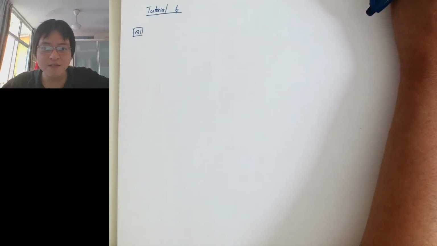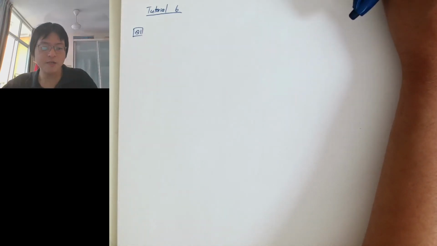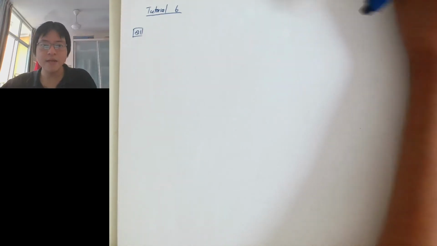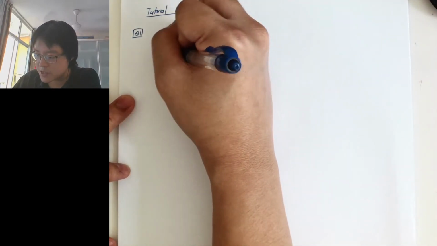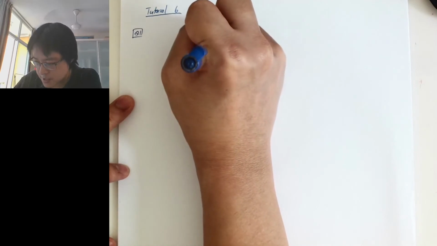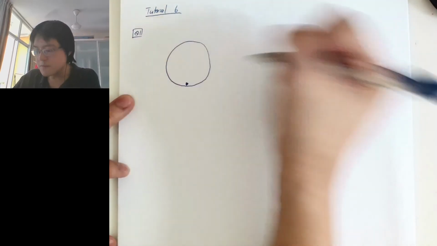I will upload the solutions later once we're done, but we want to calculate: if the dog walks one full circle with respect to the table, what is the fraction of the angular displacement of the dog? Okay, so let us try to solve this problem. Let me write the initial position of the dog. The initial position of the dog is over here.